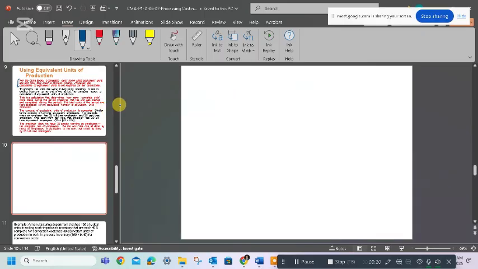Sometimes on the output side you may have work in progress. What is the meaning of work in progress? Part completed units at the end of the month. Suppose you have 500 part completed units. Each of them you have done 60% of work, and the balance 40% of work is remaining. What is the meaning of that?